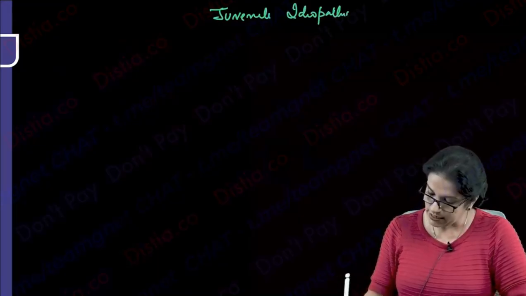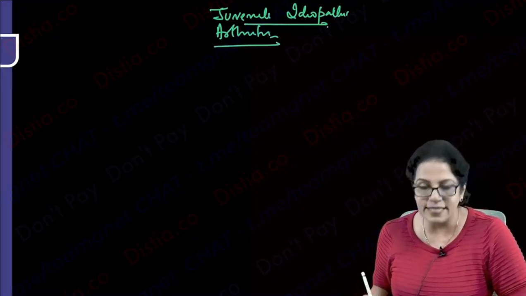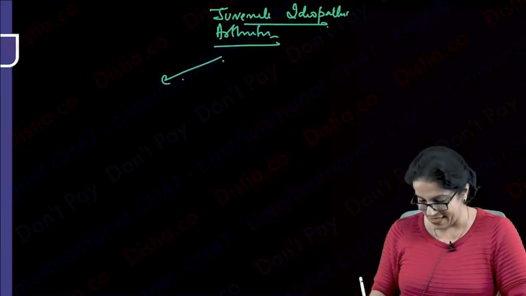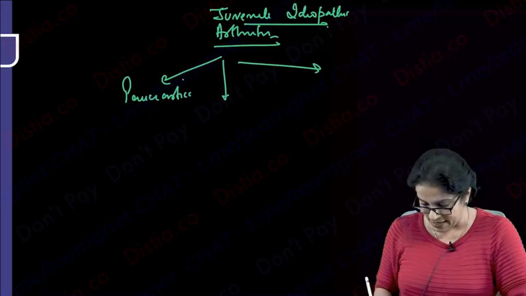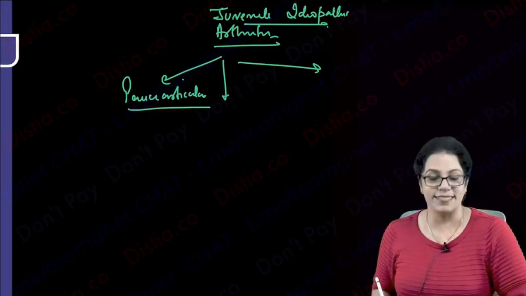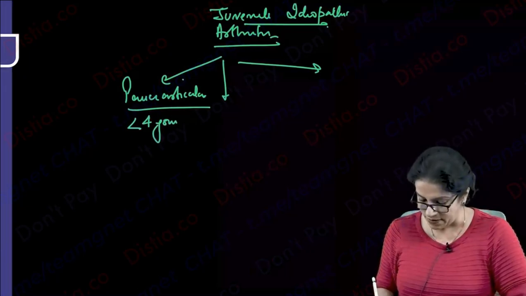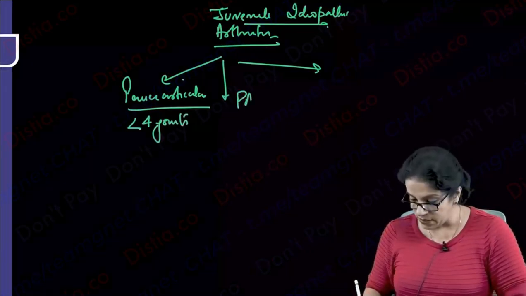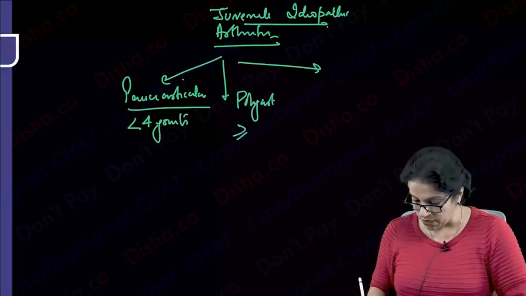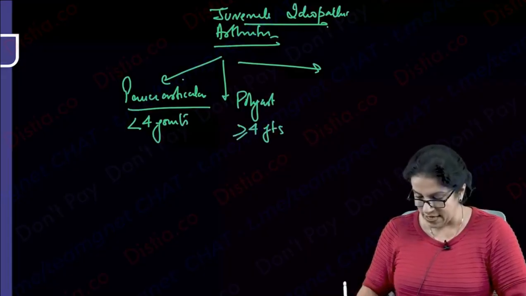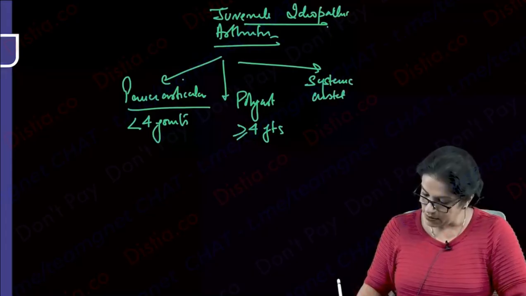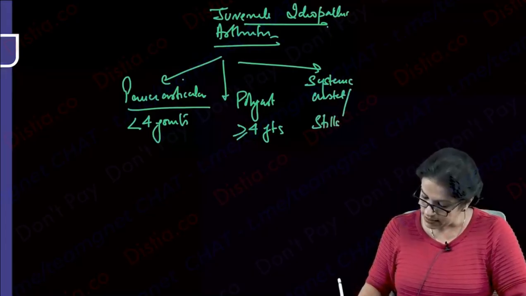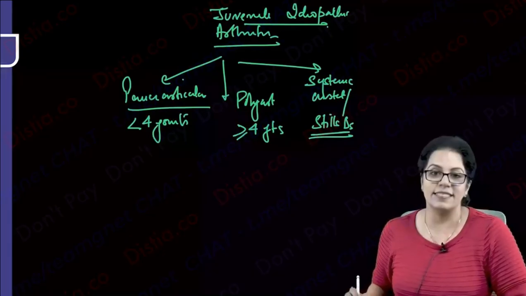Right? So this condition, we generally divide it as three types. JRA can either be pauci-articular, or it could be, pauci means less, so less than 4 joints are involved. It could be polyarticular, where 4 or more than 4 joints are involved. And the third type is your systemic onset. Systemic onset is also called Still's disease.